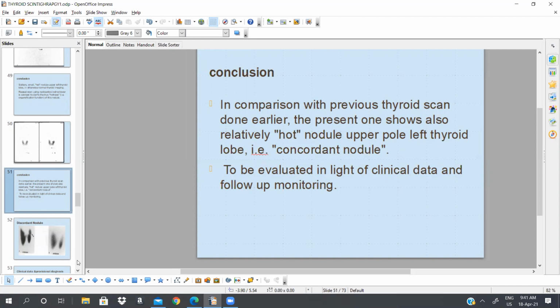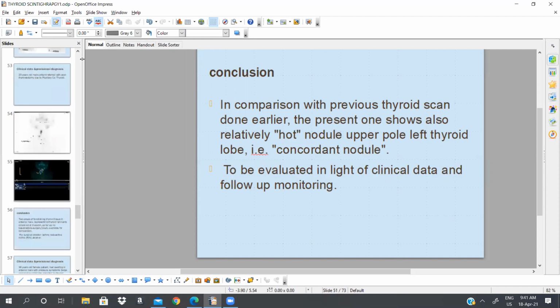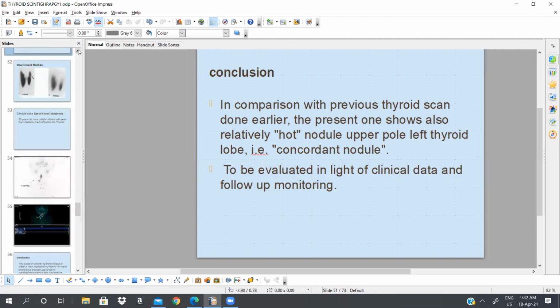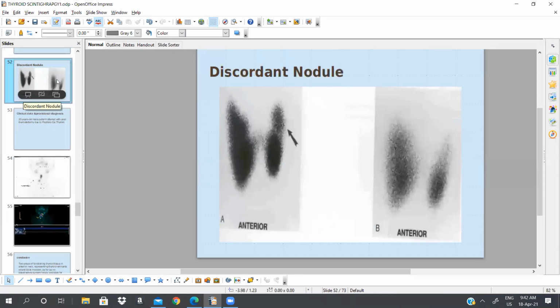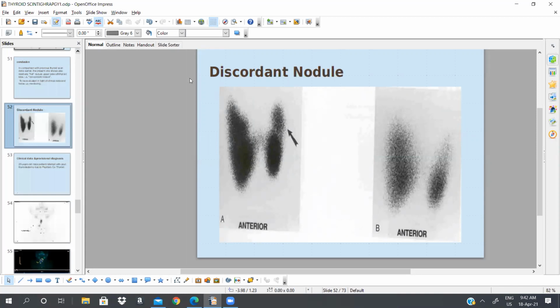Okay? Now I will show you the other scenario where there is a discordant nodule. This is concordant because it is hot in both cases. This is a case of a discordant nodule. You see, this is a discordant nodule. Why? Because it is hot in technetium, but what? Cold in iodine. So this nodule should be treated as a cold one, and it should have fine needle aspiration cytology or biopsy because it can be a malignant one. Okay? This is a discordant nodule, we call it.